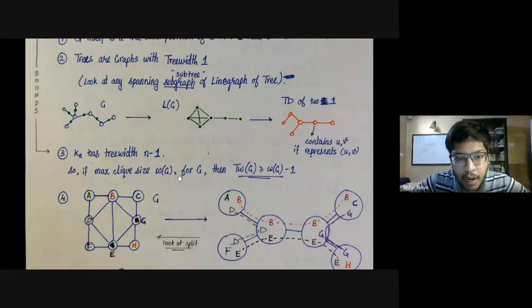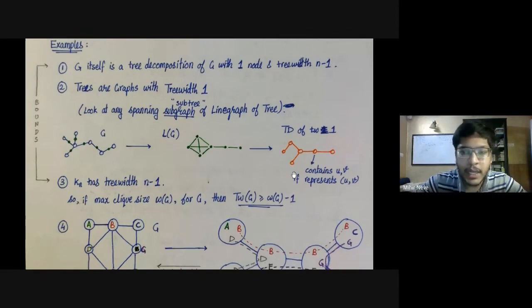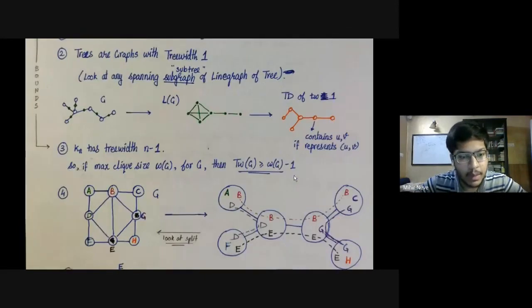If a graph G has a maximum clique size of omega G, then the tree width of G is at least omega G minus 1. So you have basically bounded it. It's between omega G minus 1 and n.